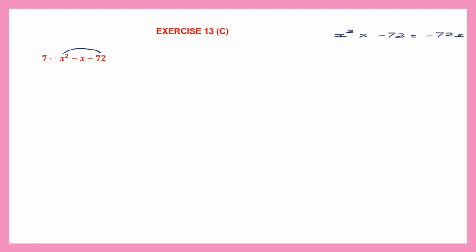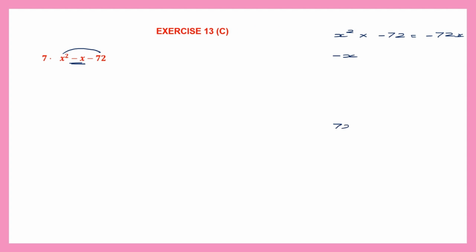Now we take the middle term minus x and we have to split it up. We have to split that into two terms. So now we are going to find two numbers that will multiply to give us minus 72 and that will add to give us just minus 1. So what do we do here? We're going to take this number 72 and we're going to try to find the factors of 72.